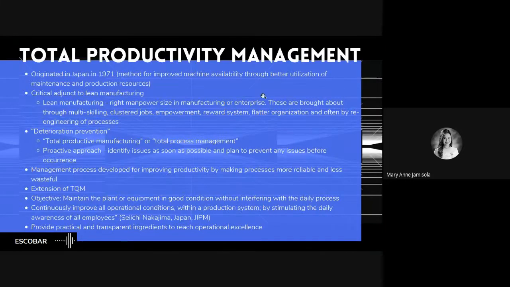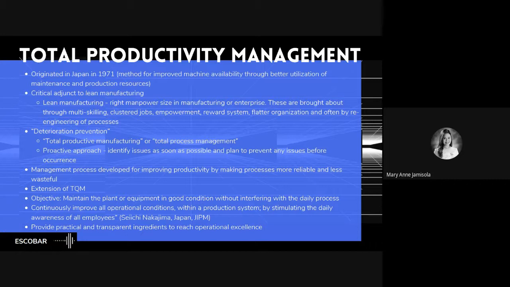TPM actually originated in Japan in 1971 as a method for improved machine availability through better utilization of maintenance and production resources. Whereas in most production settings, the operator is not viewed as a member of the maintenance team. In TPM, the machine operator is trained to perform many of the day to day tasks of simple maintenance and fault finding. Teams are created that include a technical expert, often an engineer or maintenance technician, as well as operators of the machines.